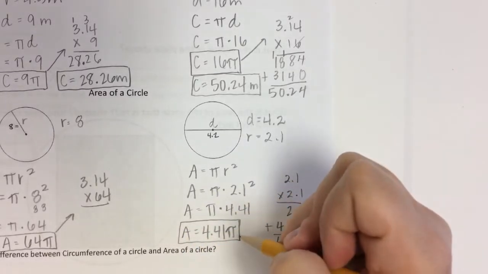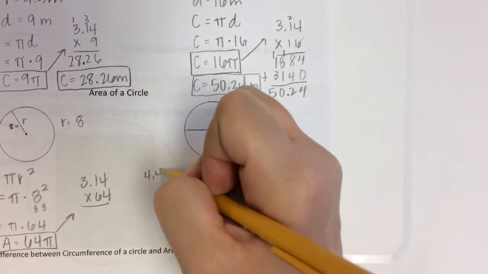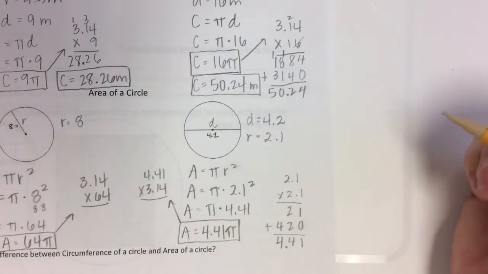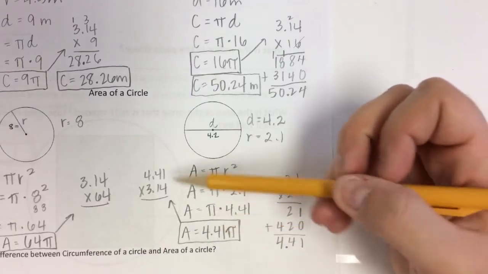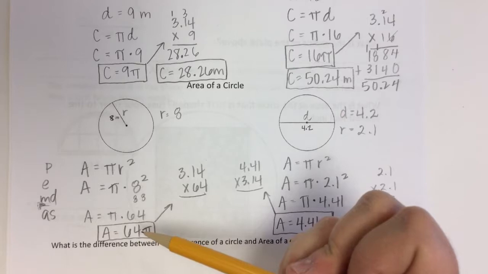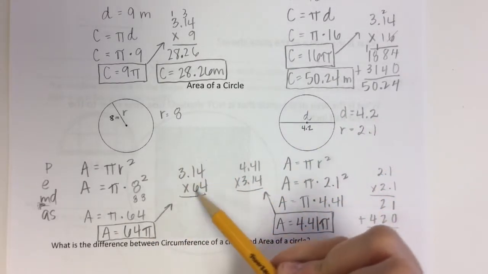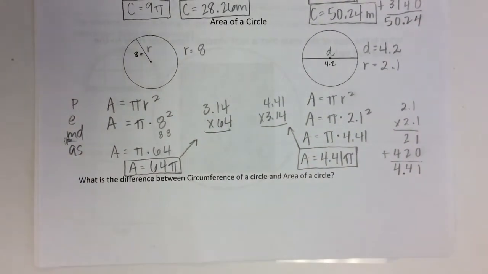Now again, if necessary, we would need to take this one step further and say 4.41 times 3.14. But again, I'm going to assume that we know how to multiply, so I'll leave it just like that. Just keep in mind this is the exact same thing as this. This right here, 64 pi, is the same thing as 64 times pi. And so we can always just take it one step further and solve these out. And so knowing this, what do you think is the biggest difference between circumference of a circle and the area of a circle?